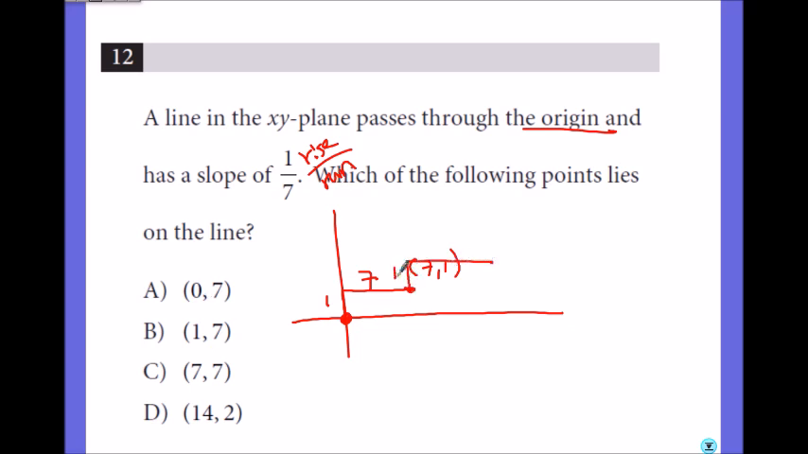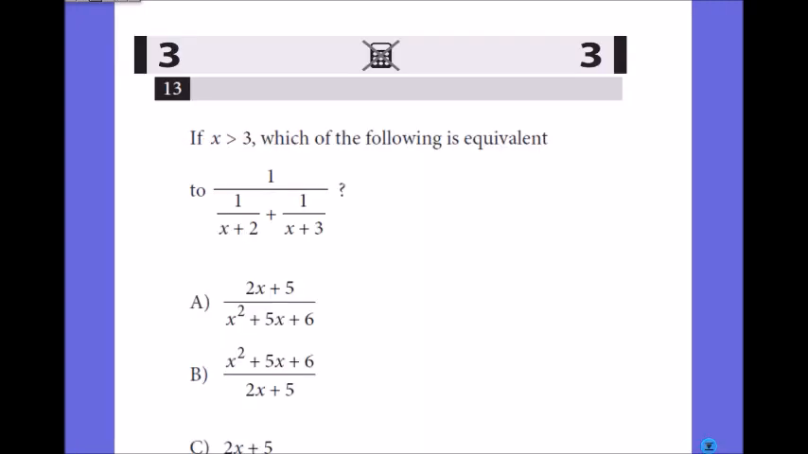It's again going up, run 7. So it is 14 comma 2. Hopefully we have that. Otherwise, you have to find some decimal numbers, right? But usually on the non-calculator section, your answer turns out to be very simple and nice.